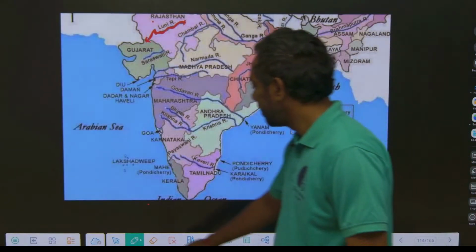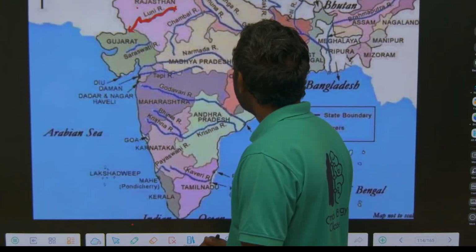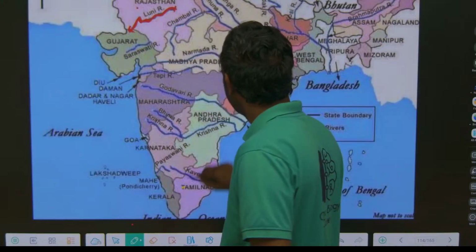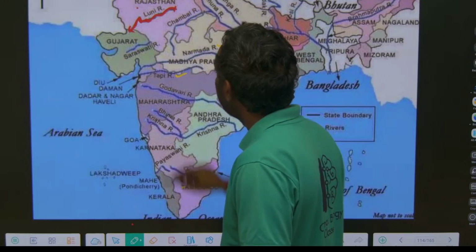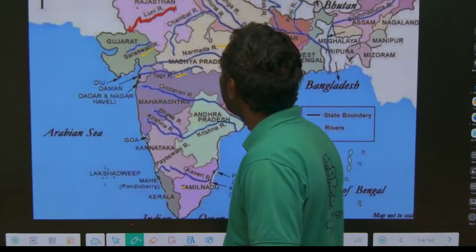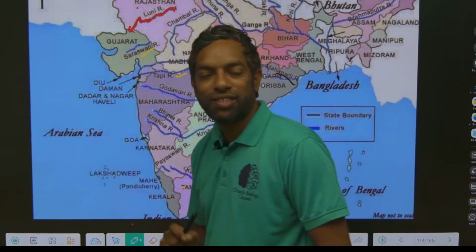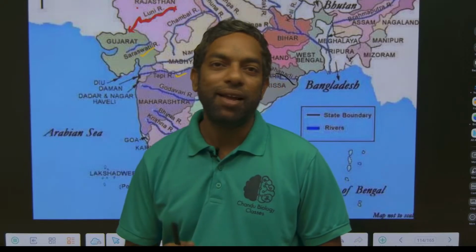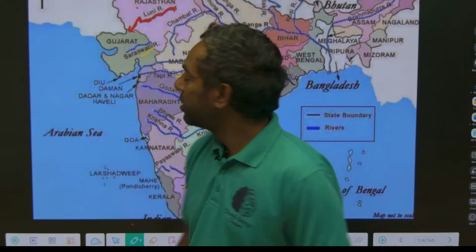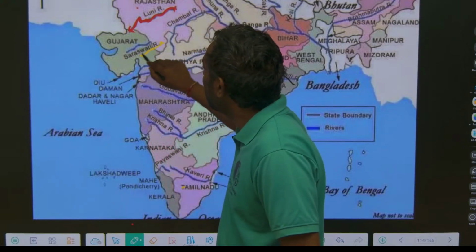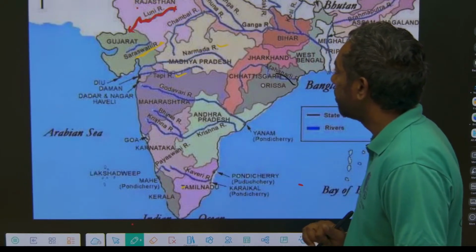Sabarmati. Narmada river, Tapi river, okay. Saraswati river also there, guys. Right now there is no Saraswati river in Rajasthan, but in ancient times there was a river Saraswati. This is most important. Saraswati river also developed in Rajasthan itself. They flow into Gujarat. Okay.